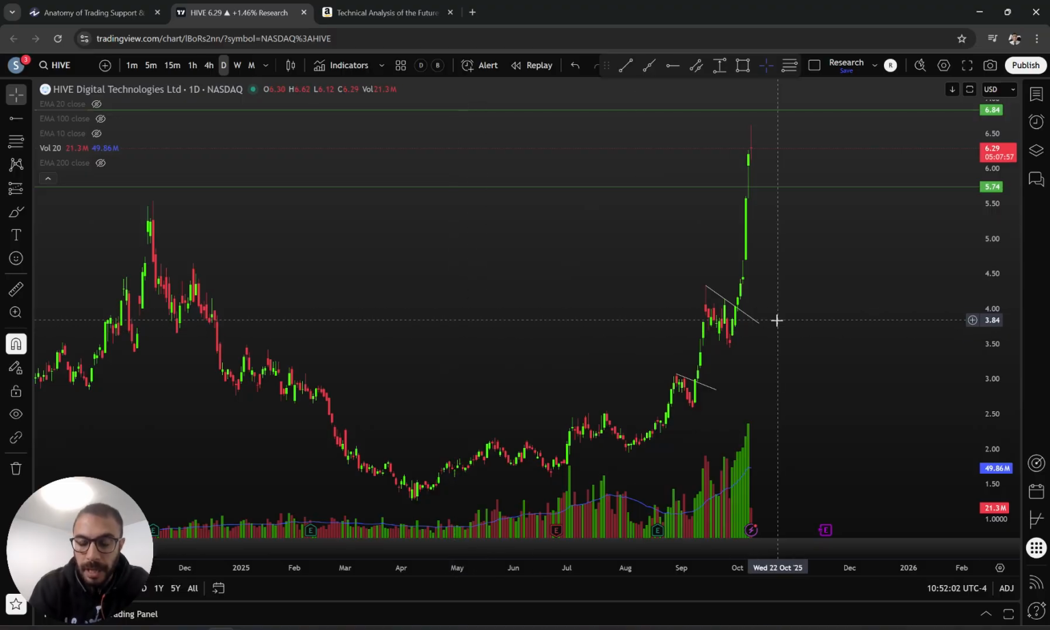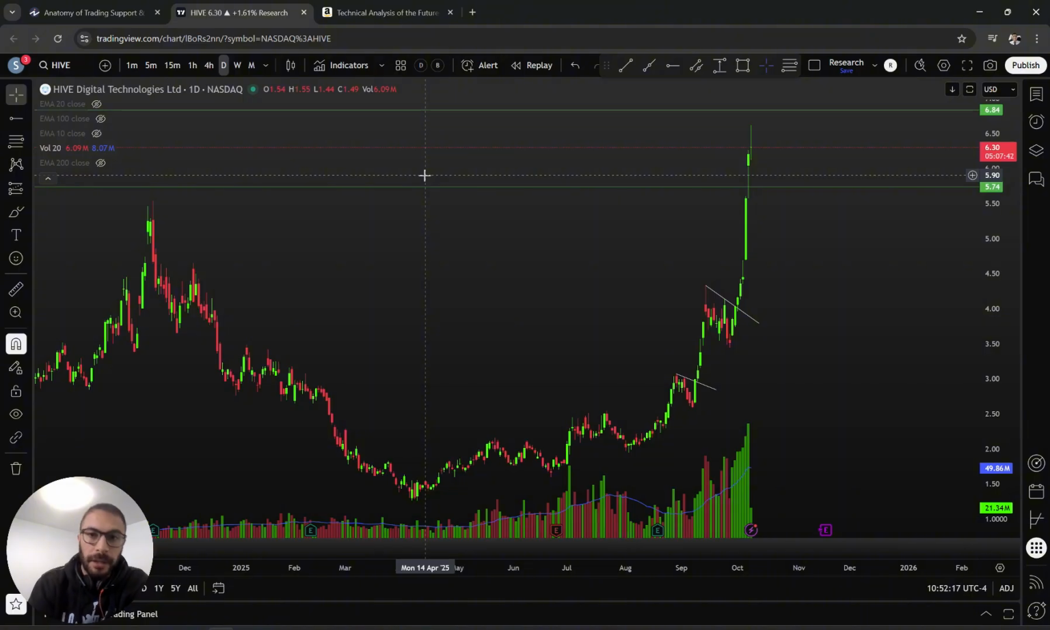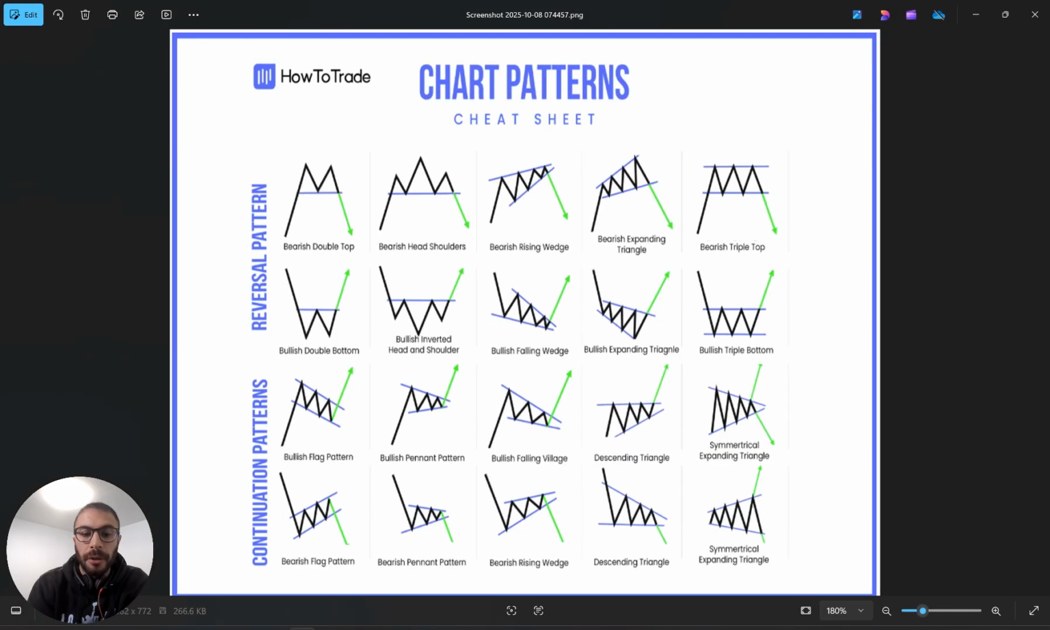Unfortunately, I missed this one. I was not in it. But you want to leave a runner in case it really goes haywire. And then sometimes you'll make 2, 3, 4, 500% profits. So this is the basics of the breakout strategy. Very, very simple to execute. All you need to do is essentially learn the patterns that you're looking for.